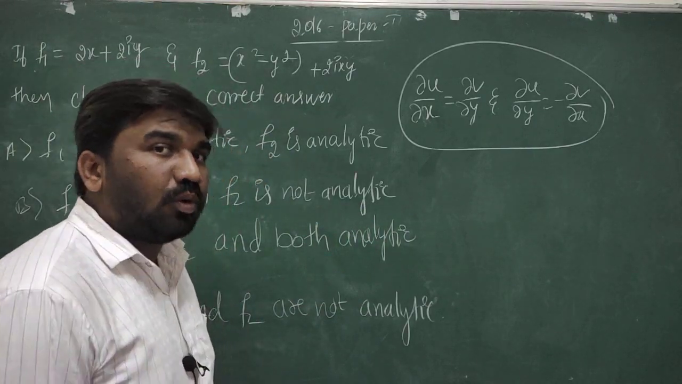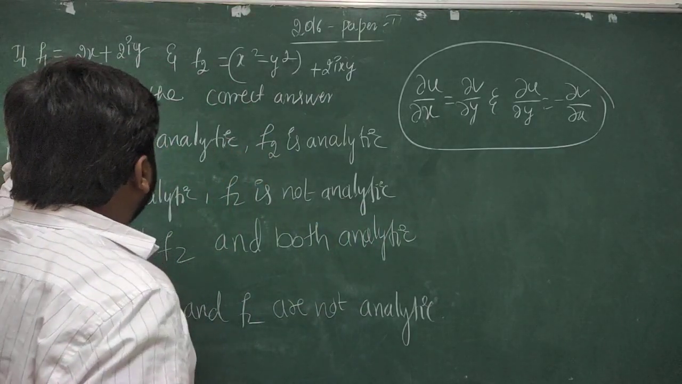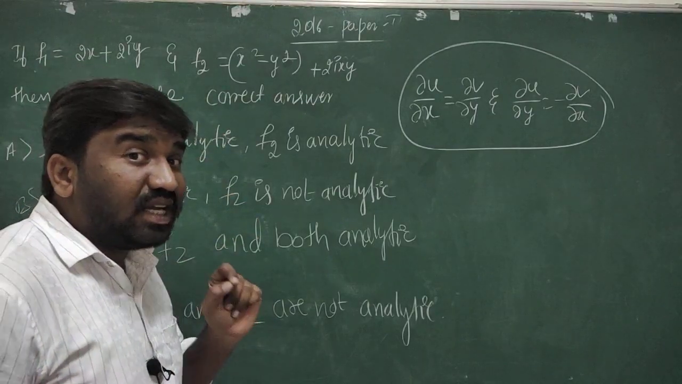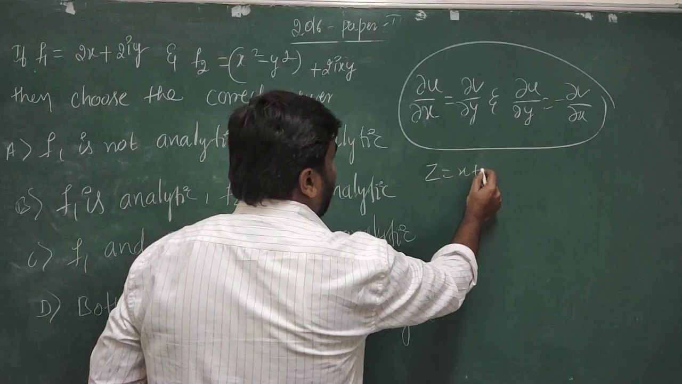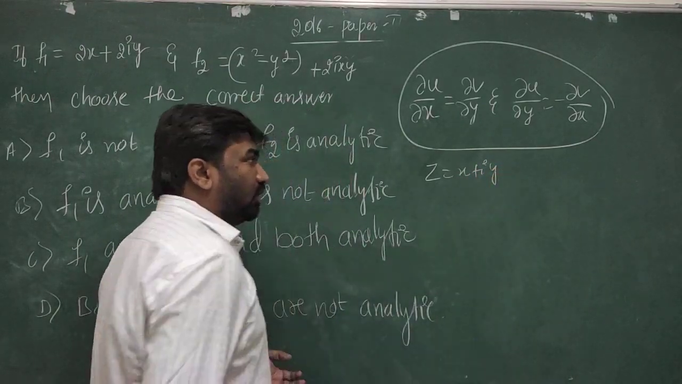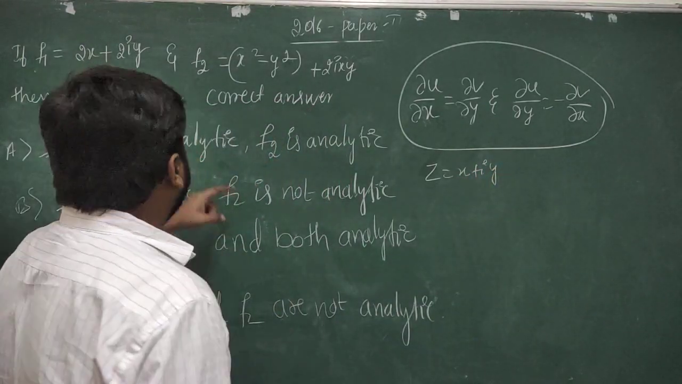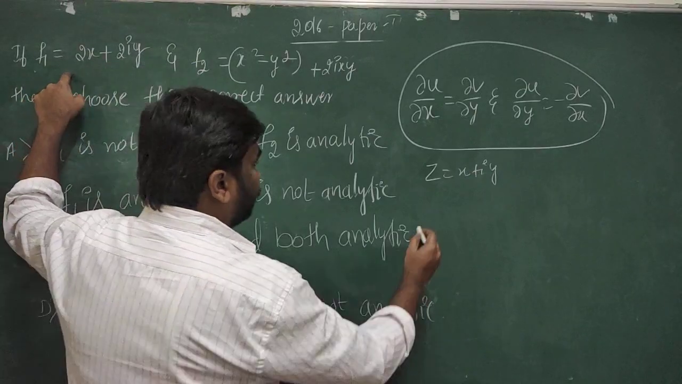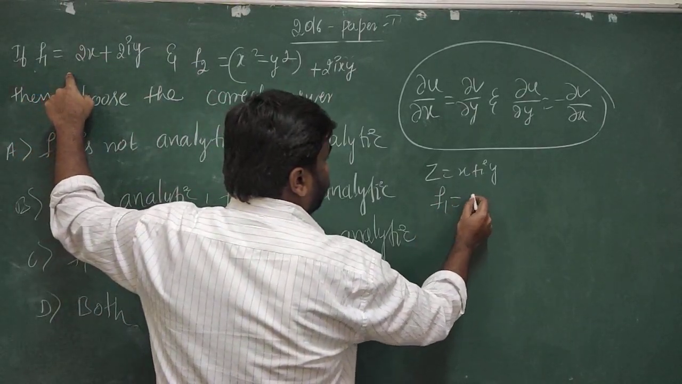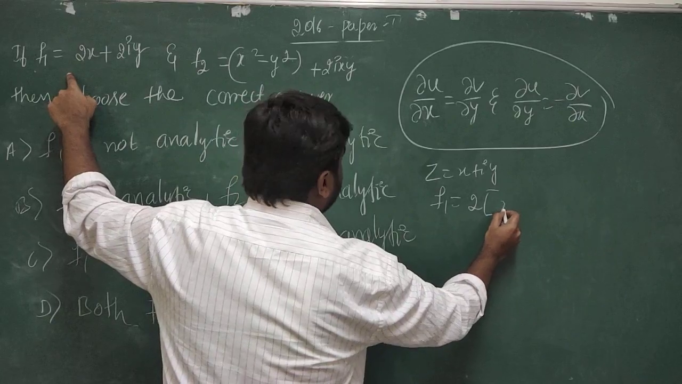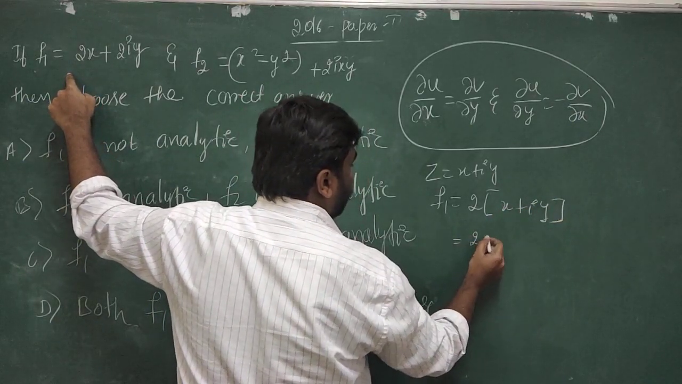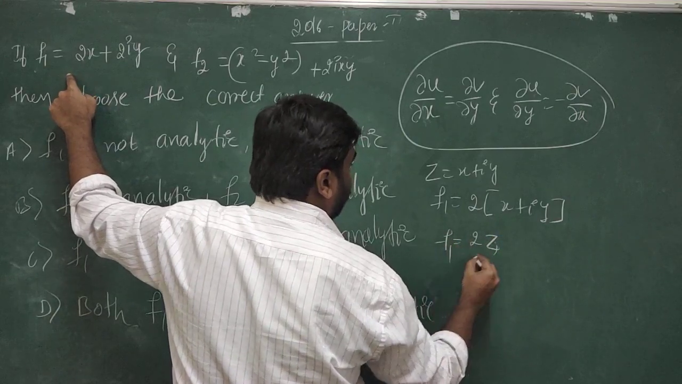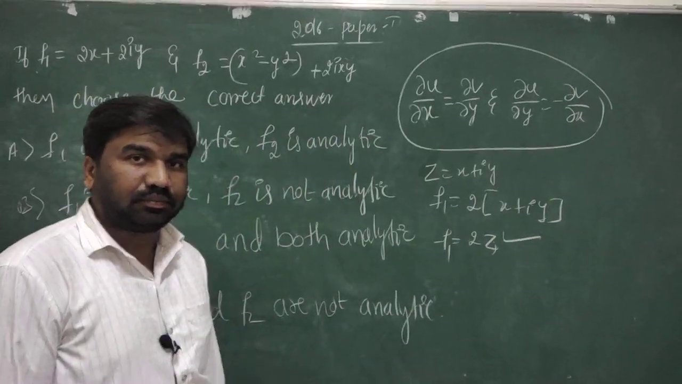Otherwise, one more method is there: whether the given function is possible to write in terms of z, that is z is equal to x plus iy. Then the function is analytic. So let's see, in f1 if I take 2 out, you can write this as x plus iy, which is equal to 2 into z. Therefore f1 is analytic.